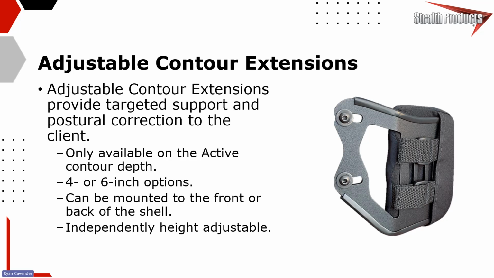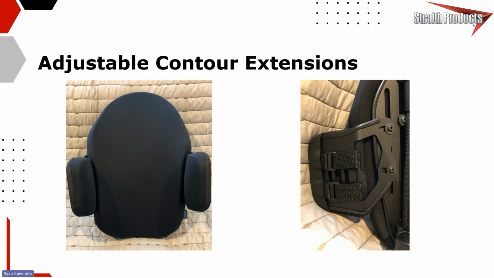We don't do these kinds of things on the TFB rectangle, for example. So this is just an example of them in use here. This is on an active contour back with our quote 6-inch extension on this thing. So this creates an overall contour that's 6 inches deep. You can see that lateral is a separate piece from the shell.